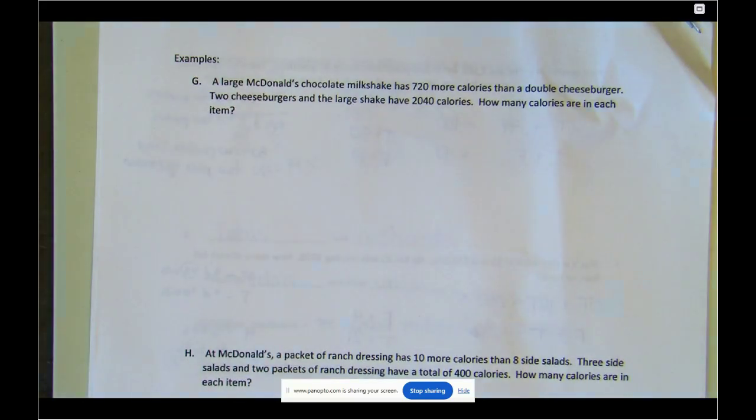So, letter G. Letter G says a large McDonald's chocolate milkshake has 720 more calories than a double cheeseburger. Okay, so let me pause. Is this about totals or is it about comparing? This is comparing. That first sentence is comparing what two things? The milkshake and the burger. So let's draw the picture. Let's draw the bars.